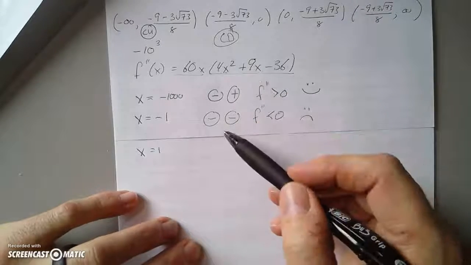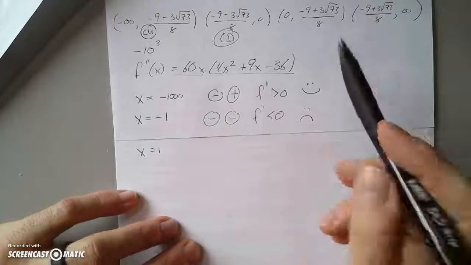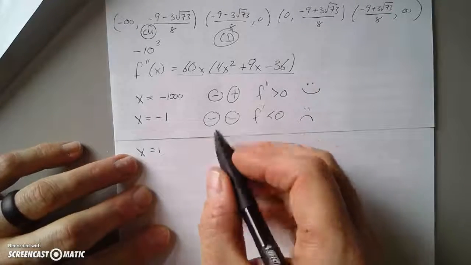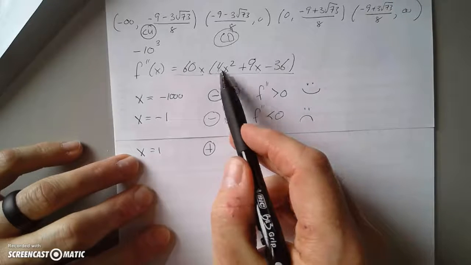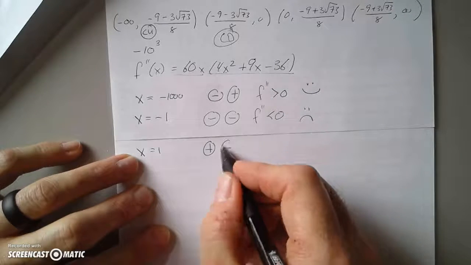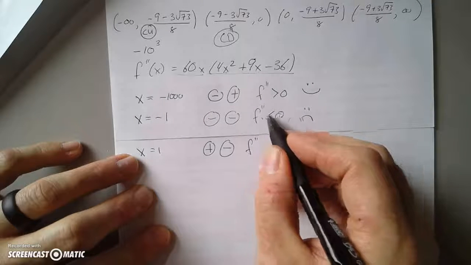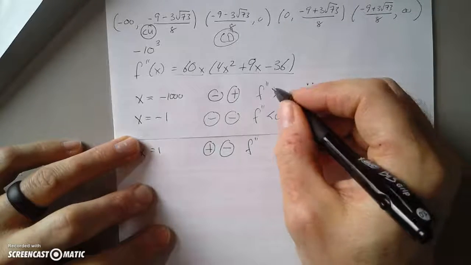I mention all this because it might be the case your instructor thinks this is a good idea to know how to do. And so it's worth kind of thinking about if that's the case. If x is 1, 60 times 1 is positive. 4 plus 9 minus 36, that's still negative. So, whoops, I made a mistake here. I got it all backwards. You've probably been questioning me. Sorry about that.